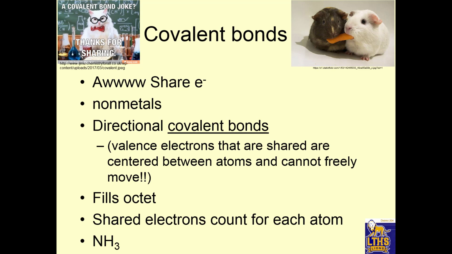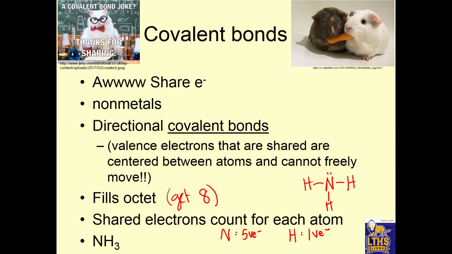How do we know how they share? Well, they fill an octet, get 8, except for hydrogen, right, which only needs 2, and there's a few other exceptions we'll get to. Then once they're sharing them, those valence electrons can count for each atom. So look, it's NH3. They're both nonmetals. Nitrogen has 5 valence electrons. Hydrogen has 1 valence electron. So if you can get nitrogen to share with hydrogen, we'll learn how to do dot structures later.